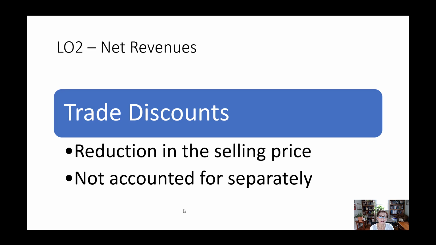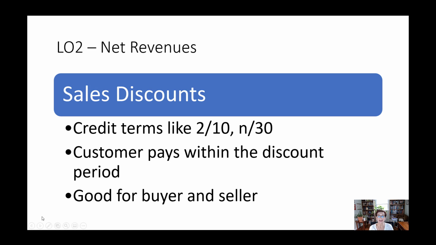Trade discounts might come about if, say, a customer buys a certain amount of things, so it could be a quantity discount. It also could be a trade discount in that you're in the trade. So for example, if you're a carpenter and you go into Home Depot, you're not paying the same price as the average homeowner is paying at Home Depot because you're in the trade, so you get a discount. So in this case, the sale is recorded at the lower price. There's no separate accounting.